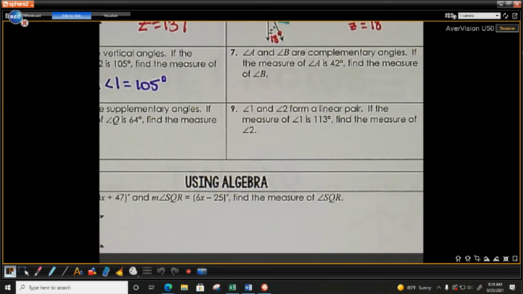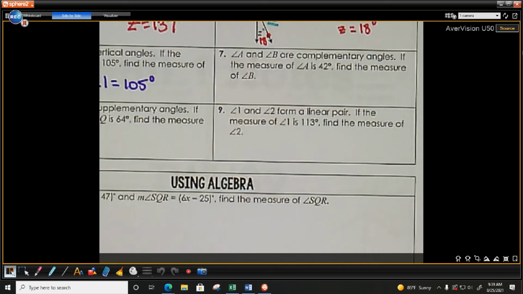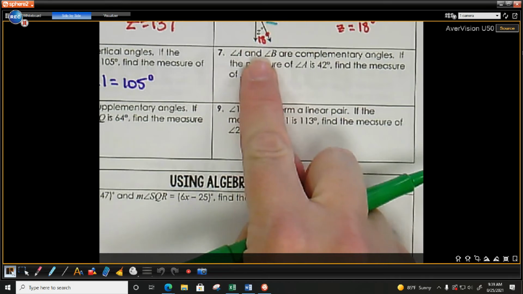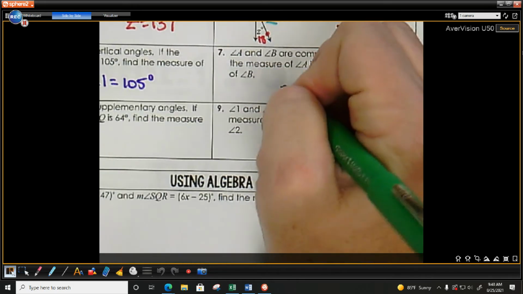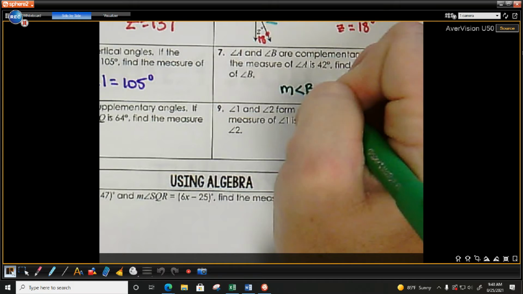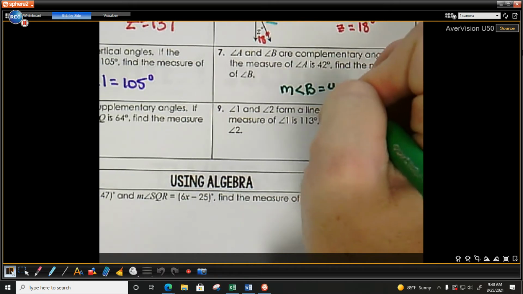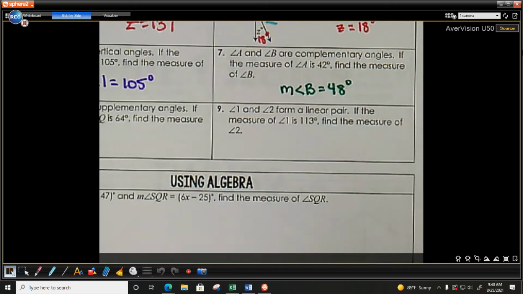Okay, angle A and B are complementary. Complement means that they are equal to what? 90, because complements are always right. So A and B equal 90 degrees. If A is 42 degrees, what's the measure of angle B? 48, because 90 minus 42 is 48 degrees.